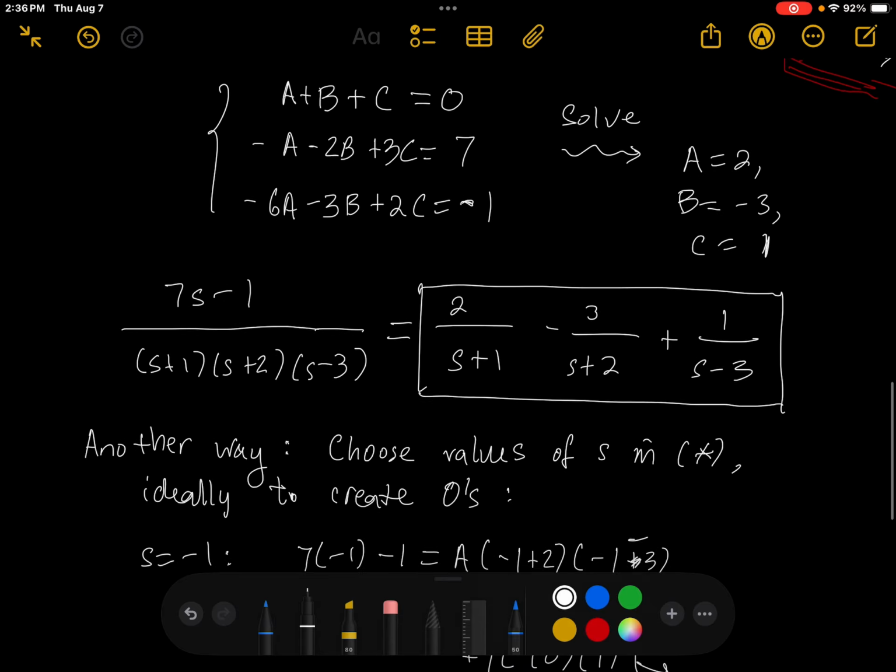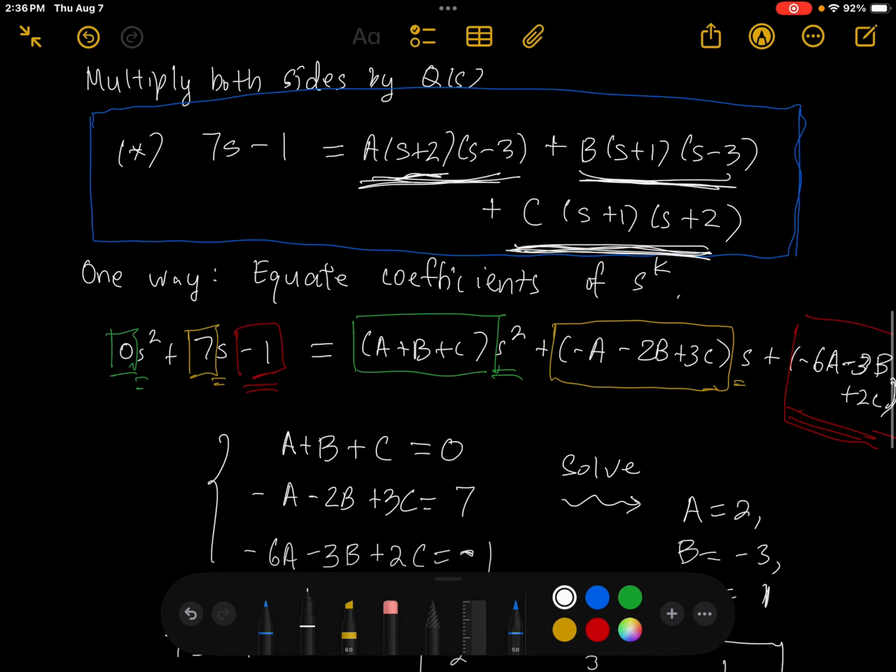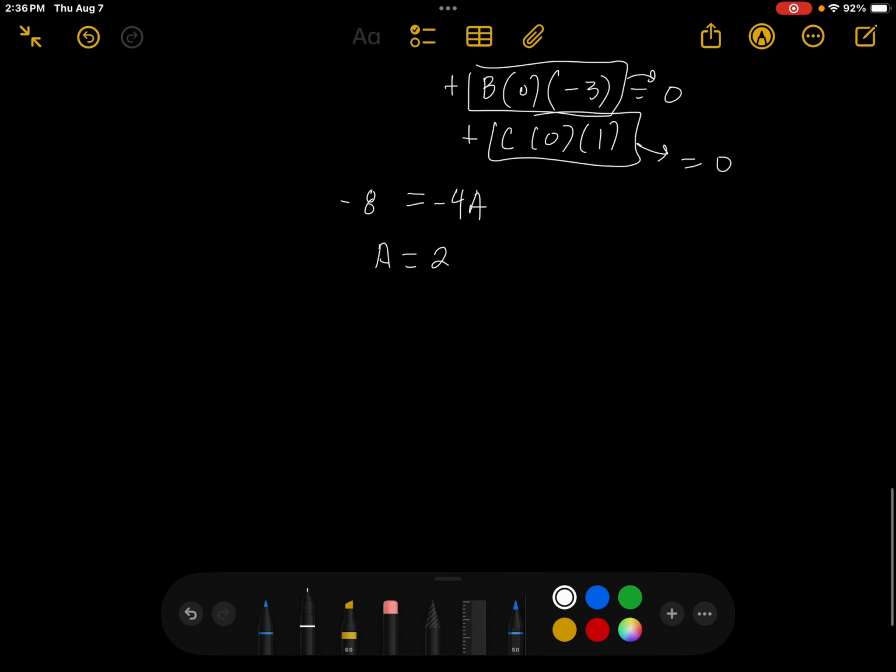And then, what can we do to get B? Well, if you plug in negative 2, the A and C terms are going to become 0. So let's plug in negative 2.